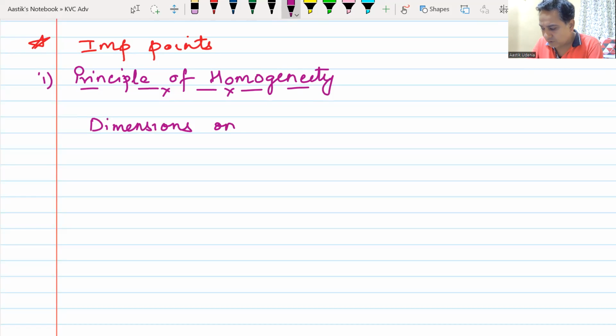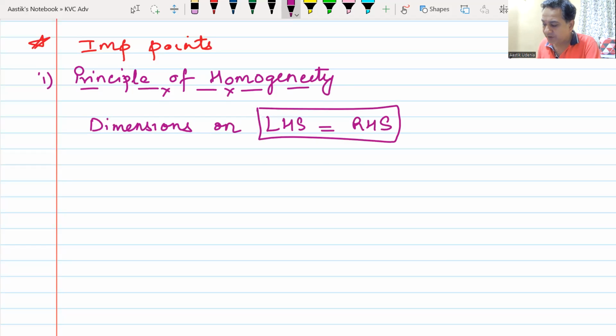Dimensions on the left hand side of the equation will be equal to dimensions on the right side of the equation. Remember, here we are concerned only with the dimensions. We are not looking to find the values of those physical quantities. How much is the force? We are not concerned. We are only concerned that the dimension on the left hand side and the dimension on the right hand side should be the same. Otherwise, that equation is wrong.